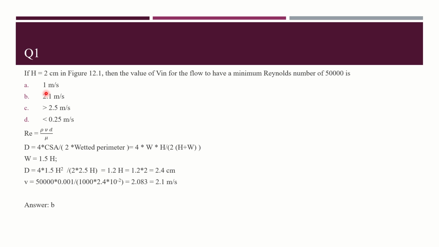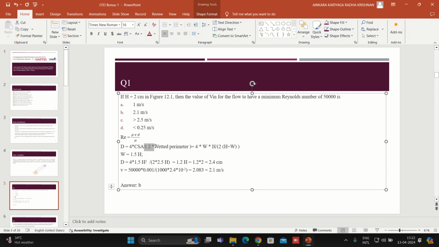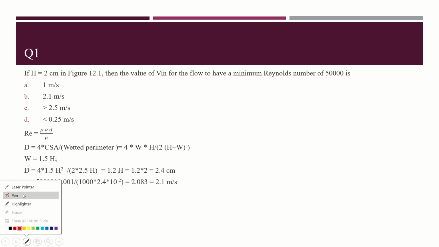So here the cross sectional area of the pipe we calculate as W into H, and the wetted perimeter 2 times of W plus H. And later we get W to be 1.5 times of H, so we substitute it in the hydraulic diameter, and later we put it back in the equation and we get the value as 2.1 meter per second.